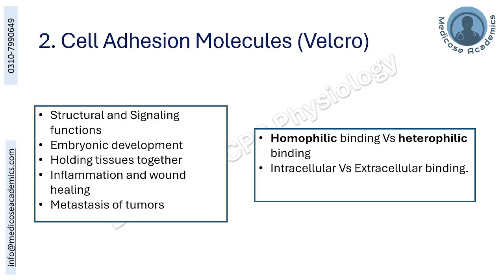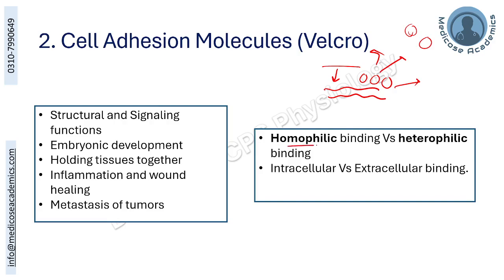Cell adhesion molecules act as the velcro for attachment of the cells to the extracellular matrix. These are also involved in signaling, embryonic development, holding tissue together, inflammation, immunity, wound healing, and metastasis of tumors. For example, if these cell adhesion molecules are underrepresented, the cells will not stay attached to each other, but rather disperse via blood to other destinations. For example, a metastatic liver cell lost in the pulmonary circulation.